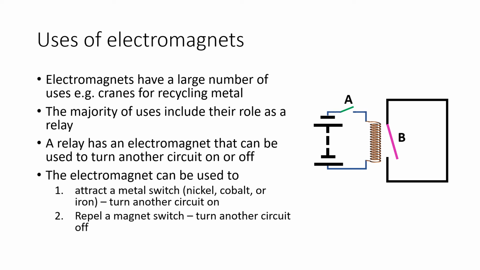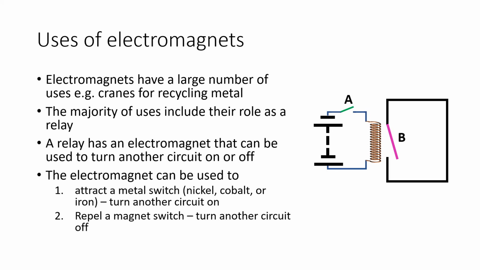There are some examples where we can use the idea that magnets can repel each other by replacing B with a magnet instead of a piece of metal. If we arrange that magnet so that the poles from the electromagnet and the magnet at B have the same pole facing each other, when the electromagnet switches on, it will actually repel B. Vice versa, we can also have two magnets arranged so that when we turn the electromagnet on, it would attract B. It's very much dependent on the question that they give you.